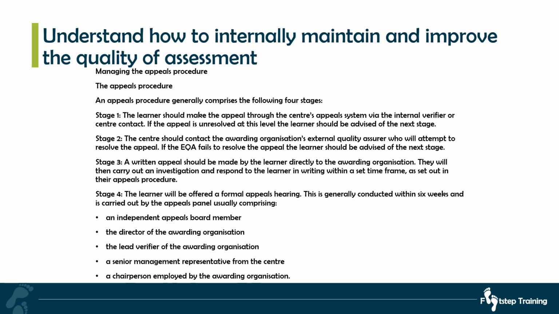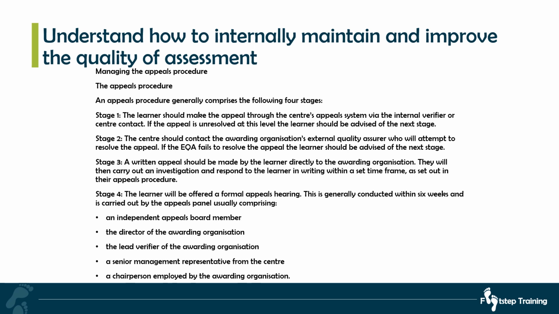Stage 3. A written appeal should be made by the learner directly to the awarding organisation. They will then carry out an investigation and respond to the learner in writing with a set time frame, as set out in their own appeals procedure. Stage 4. The learner will be offered a formal appeals hearing.